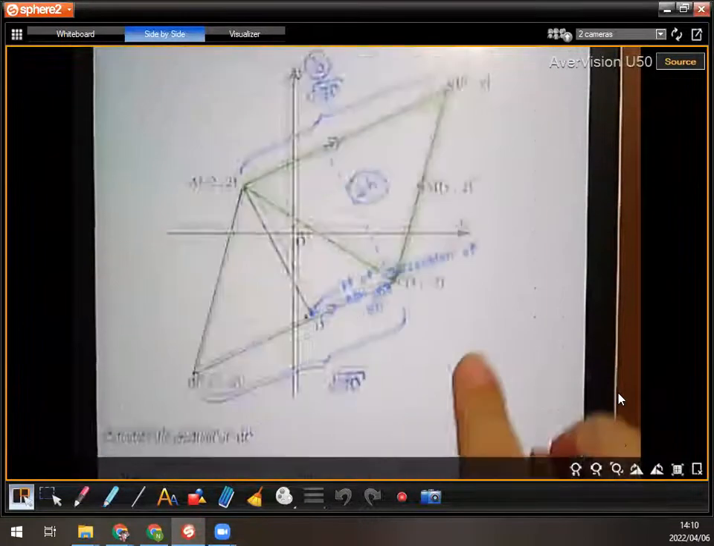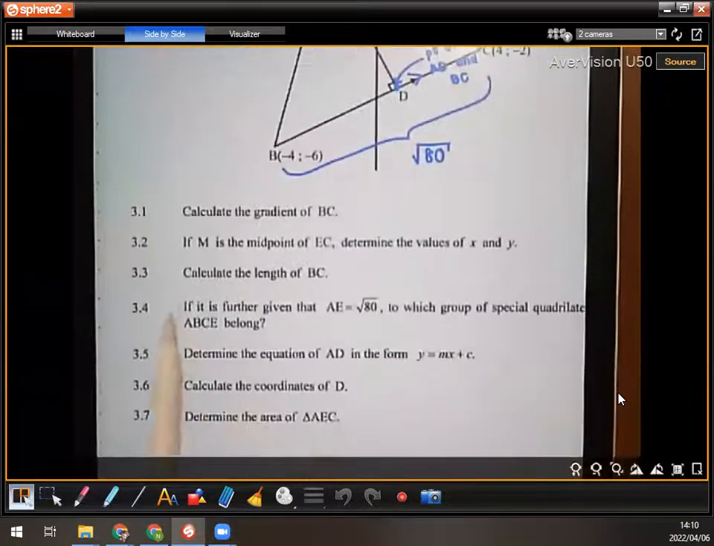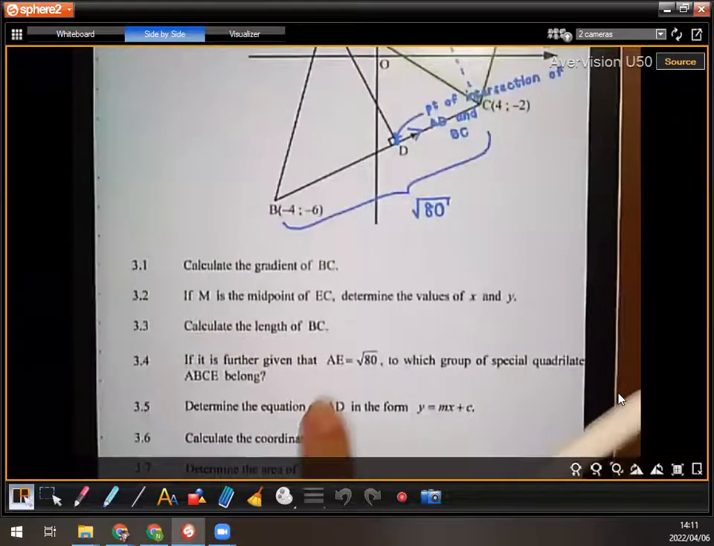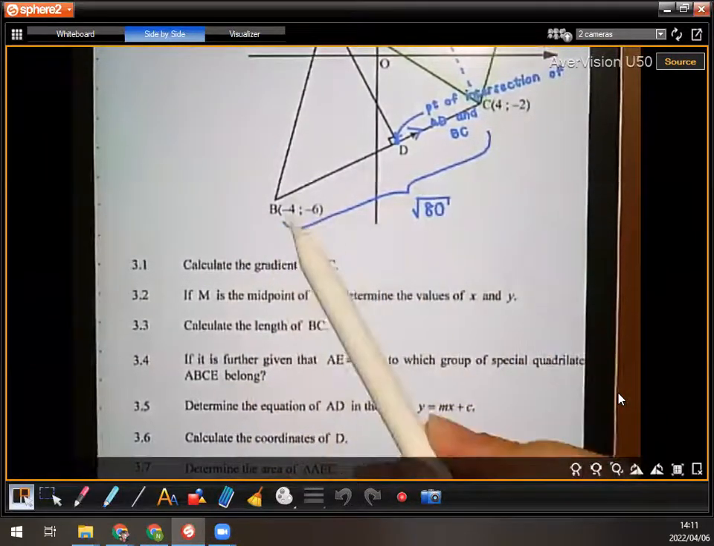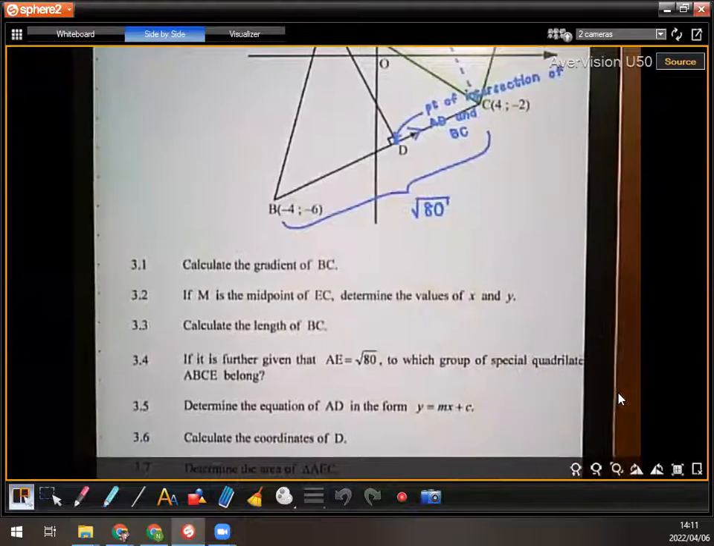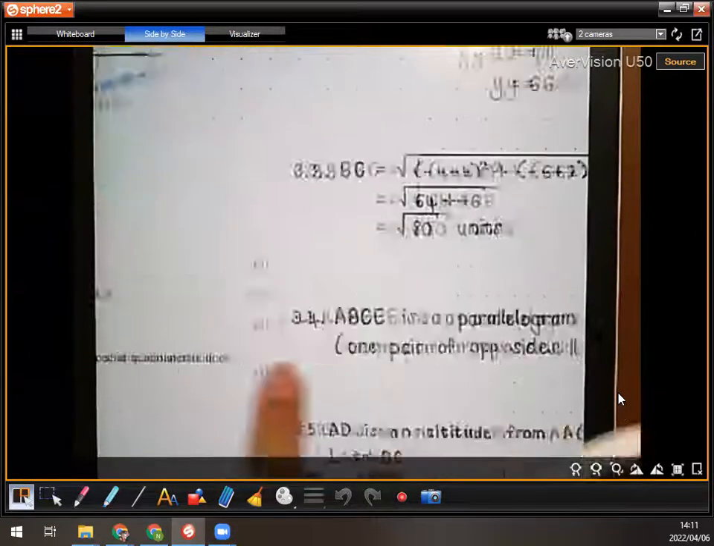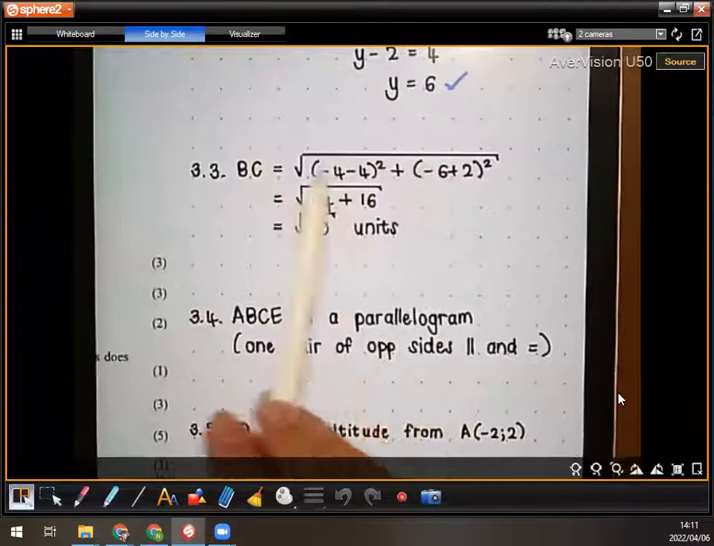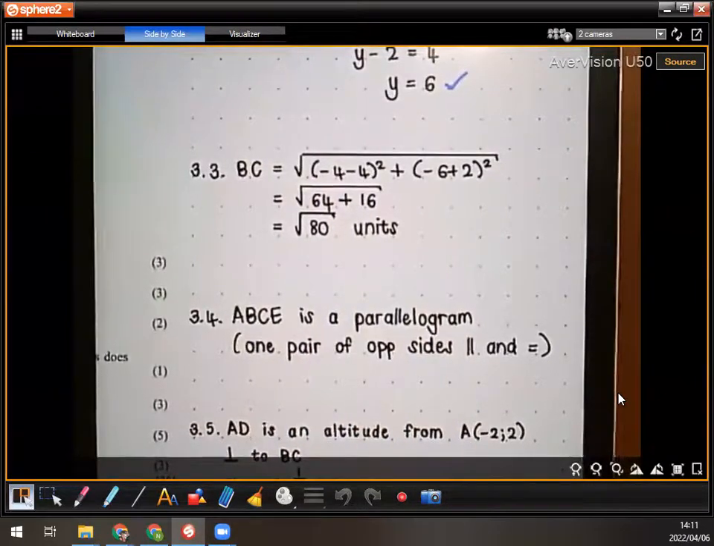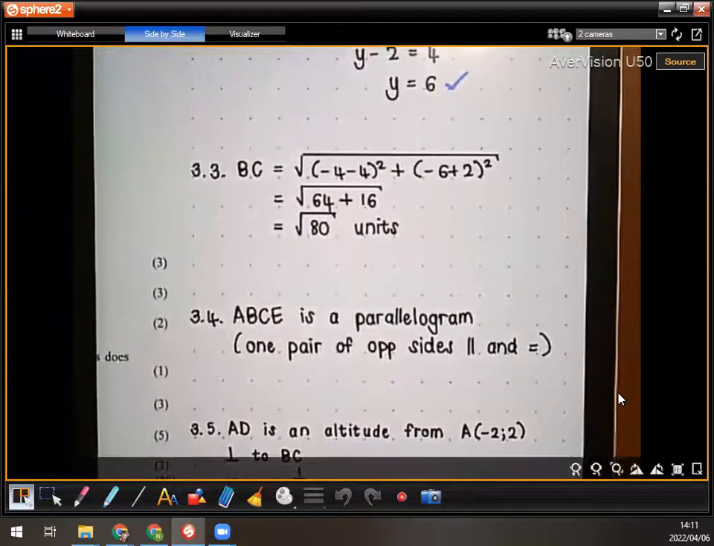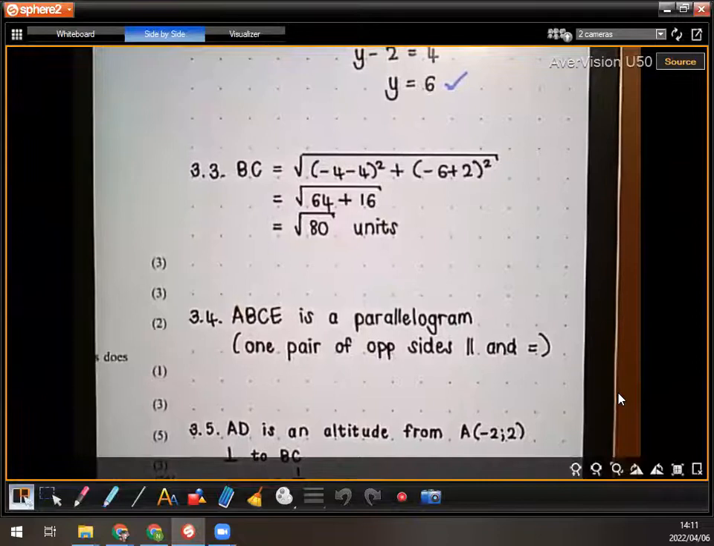Okay, 3.3 was again a very straightforward question. Calculate the length of BC. You can see I called it in there after I calculated it. But BC, we have the coordinates of B, we have the coordinates of C, and just the distance formula. So there you go. I sub my values in, and I worked it out, and I got root 80. Okay? Did it come up as anything? Could it come up as something else?